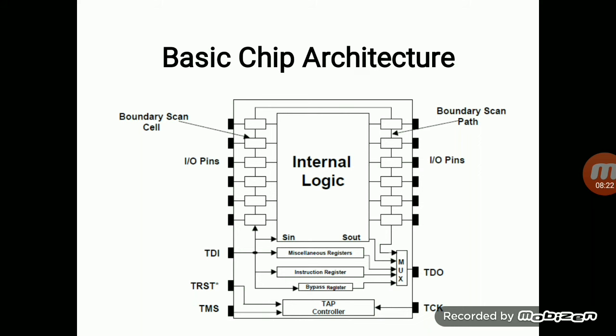Test clock. Bypass register: if you want to bypass the data, we can use the bypass. Instruction register holds the current testing status. Miscellaneous registers are used for storing temporary data. Data in is serial in, data out is serial out. Like that, you can test by giving the test pattern to the logic, verifying, and generating the outputs. So this is the boundary scan for a single chip.